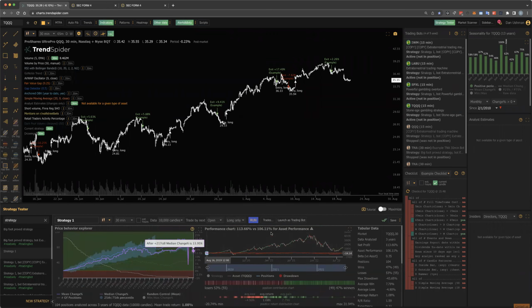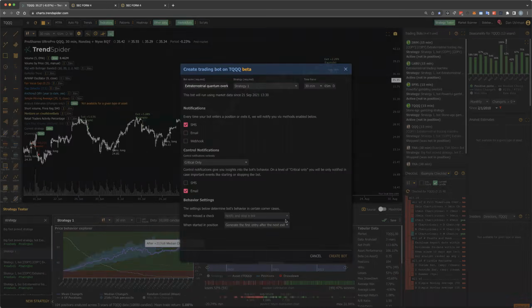Cool. Or you can click launch as trading bot. And when you launch as a trading bot, this is brand new. Jack's just been playing with it. I've just been playing with it a lot. But this actually lets you take this strategy you just backtested and play it forward with real market data. And then you can tell it what to do when the entry and exit conditions happen.